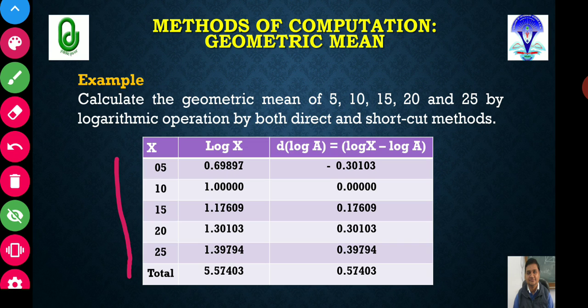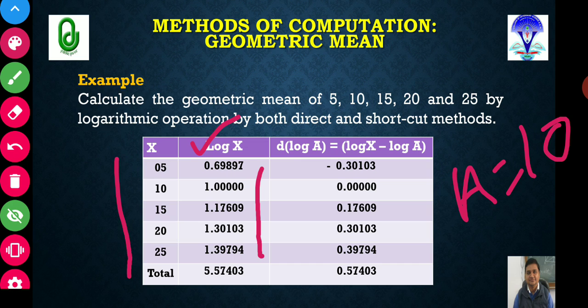So what we did, we found the log of these values. So these are the logs of these values. I have already written them here. And for the second method, that is the shortcut method, I have found the difference d log a. That means the difference between the log of x minus the log of the assumed value. So here the assumed value a, I have taken as 10.